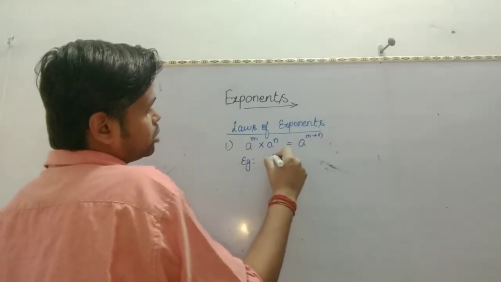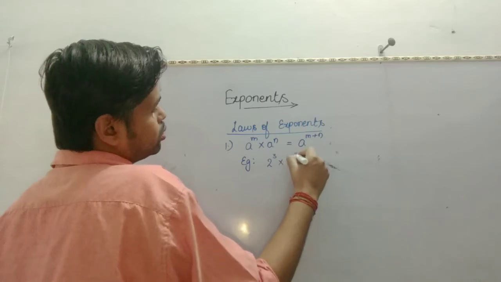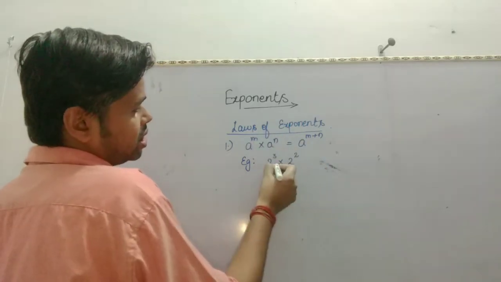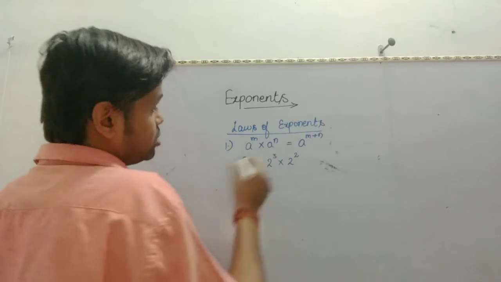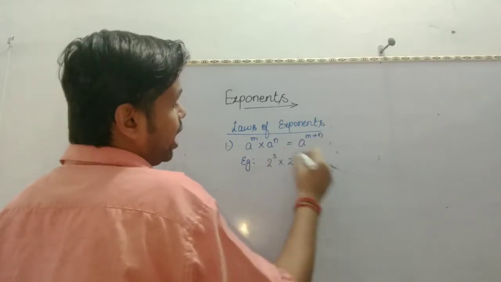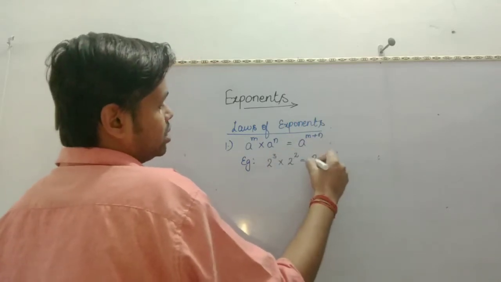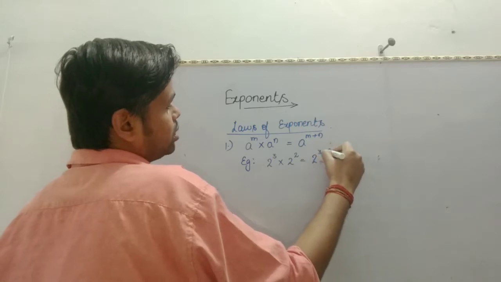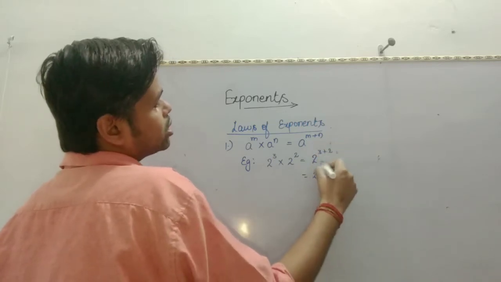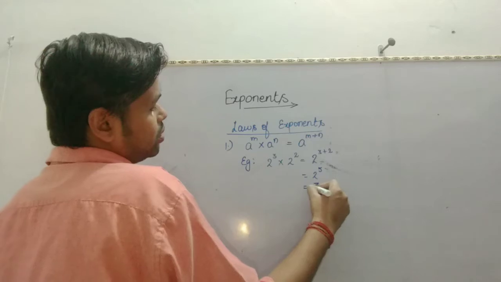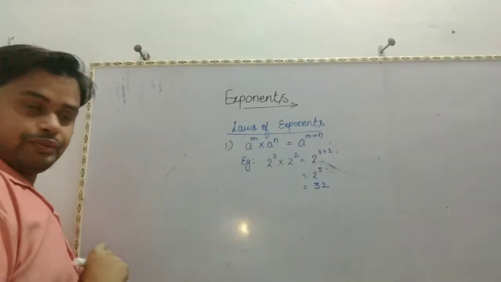Suppose 2 to the power 3 into 2 to the power 2, where the bases are the same and it is a case of multiplication. So what is to be done? We will add the given powers, that is 2 raised to the power 3 plus 2, which will be 2 raised to the power 5, that is equal to 32.